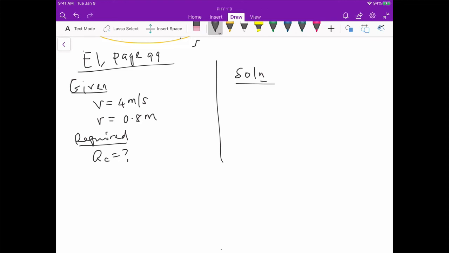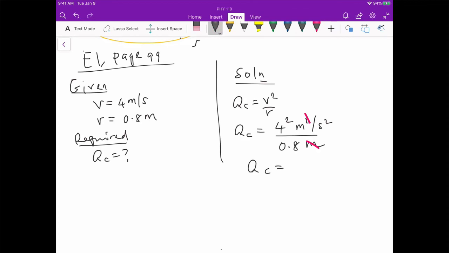Sometimes, if you list all your given parameters and your required parameter, I can assure you that you're halfway to the solution. So centripetal acceleration equals v squared over r. That will be 4 squared, and when you square, always square the unit as well, so meter per second becomes meter squared per second squared, divided by 0.8 meter, which is the radius. One of the m's will cancel out. Simplifying, it's 16 divided by 0.8, which is 20 meter per second squared. Because it's acceleration, the unit is meter per second squared, so it's verified in the calculation as well.